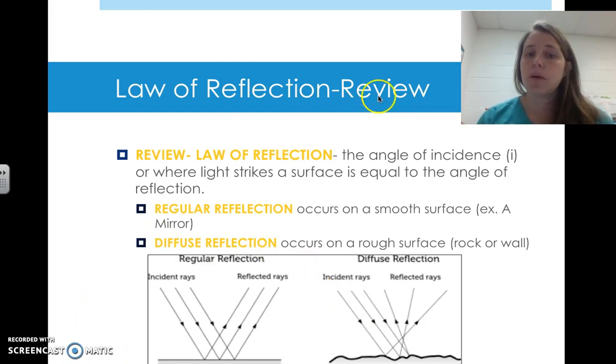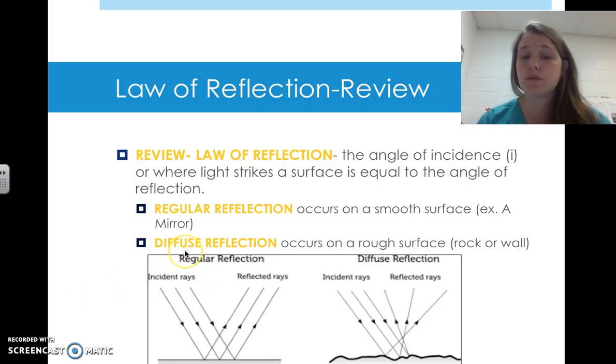So you should remember this, the law of reflection. The review is that the angle of incidence, in other words the angle at which the light rays come in, is the same angle at which they're going to be bounced or reflected off. So there's regular reflection. This occurs on smooth surfaces like glass or a table, something very smooth. So regular reflection occurs there. An example would be a mirror.